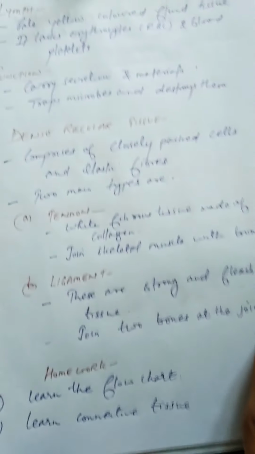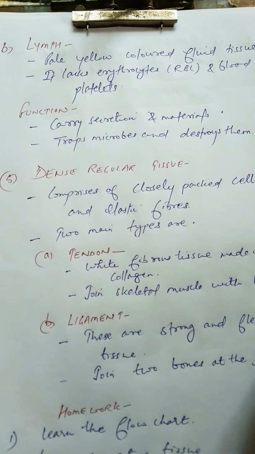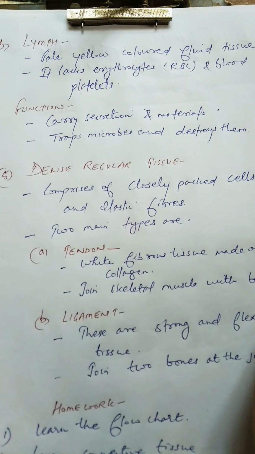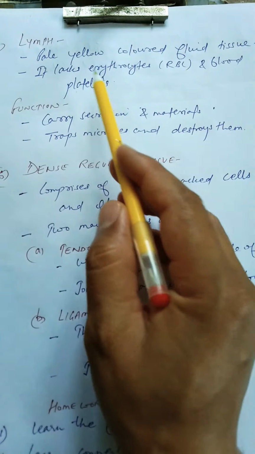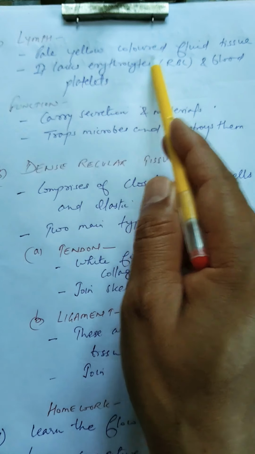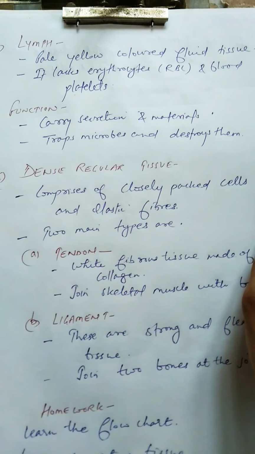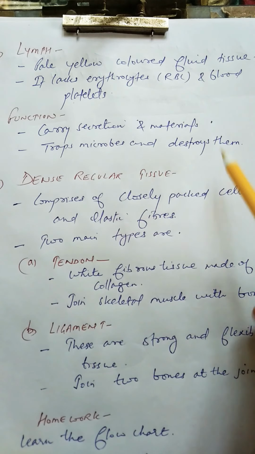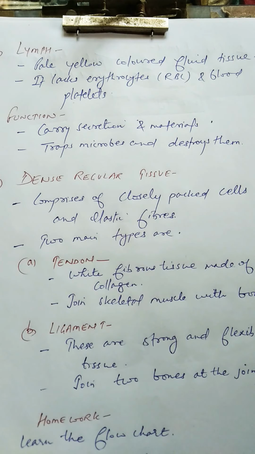Second component you can see here in fluid connective tissues is lymph. Now see this lymph, it is a pale yellow colored fluid tissue. You can see here it lacks erythrocytes, that is RBC, and blood platelets. Means erythrocytes, red blood cells, and blood platelets are not present in lymph. So lymph is also known as blood without RBC.